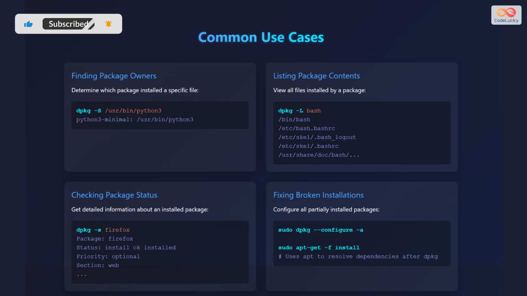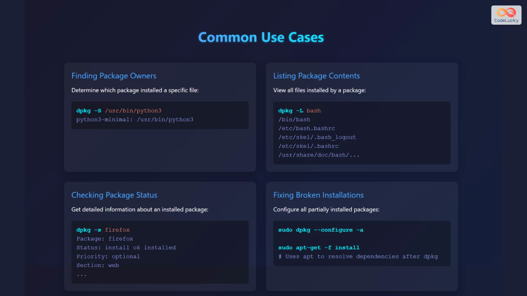Let's look at some common use cases for dpkg. First, finding package owners. If you want to determine which package installed a specific file, use the command dpkg -S followed by the file path. For example, dpkg -S /usr/bin/python3. This will output the package name, such as python3-minimal.